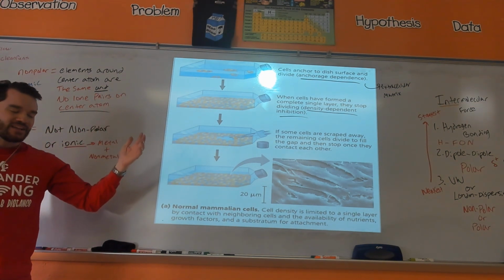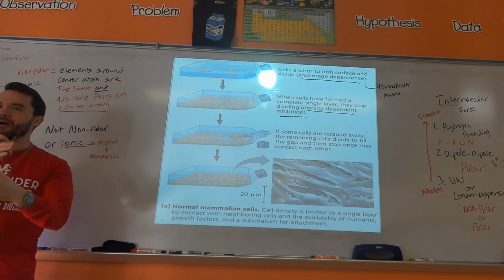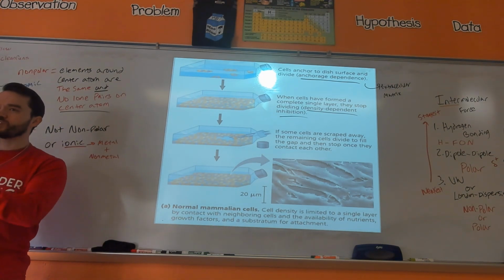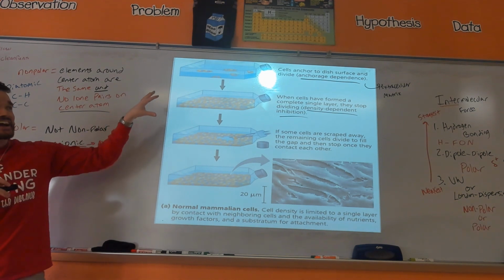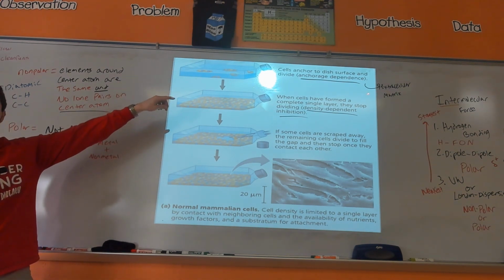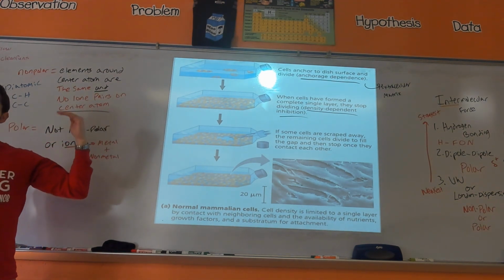It's like if you're doing a play and they might have markers on the stage floor telling people where to go. That's kind of the idea of anchorage dependence. Cells will sense the extracellular matrix and anchor themselves, and then they grow.